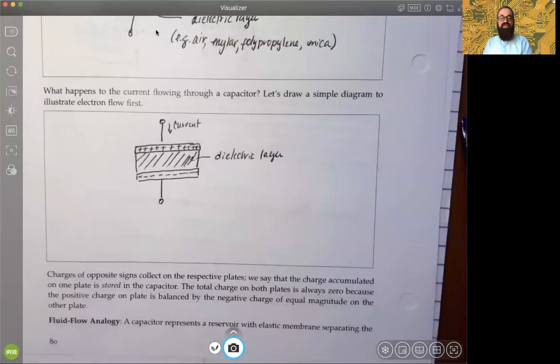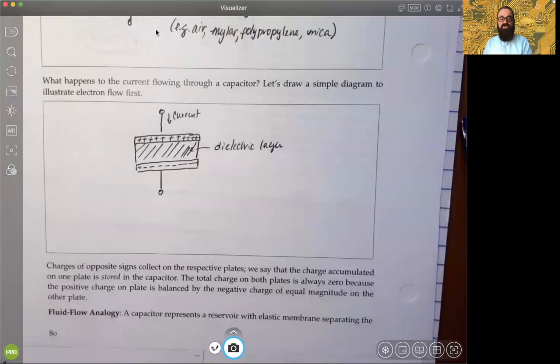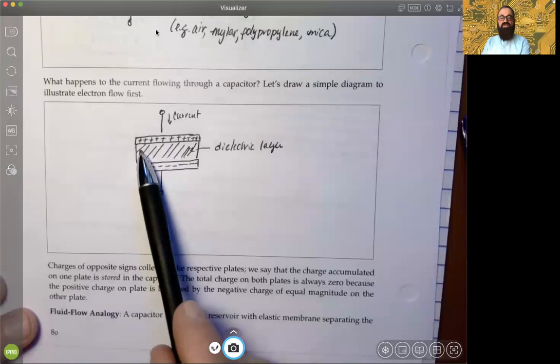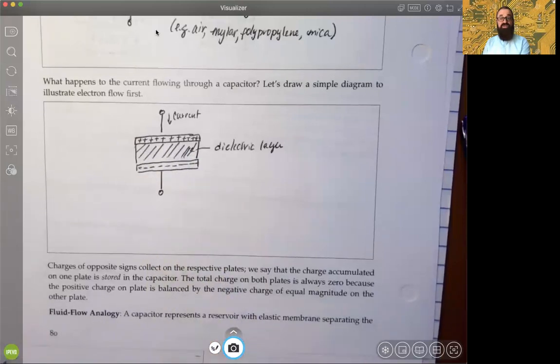So there's a really nice fluid flow analogy that sort of represents an elastic membrane that separates the inlet and the outlet in terms of how voltage is represented through the capacitance, okay? And that's what we're going to draw next. But this is the foundation of the separating of charges. That's where the energy storage is achieved in a capacitor, all right?